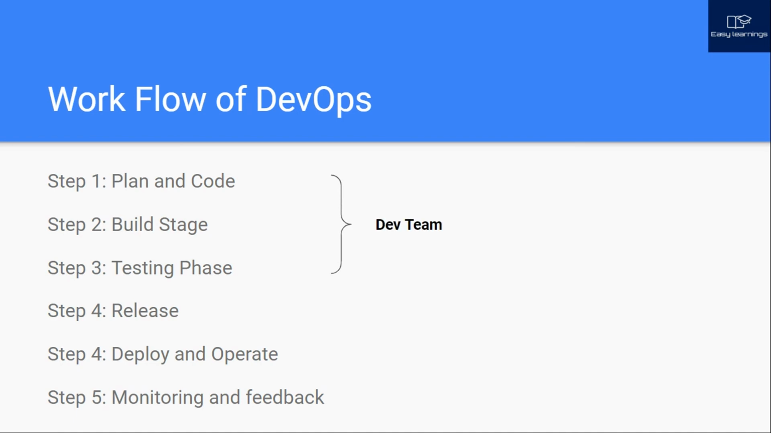Once the testing phase is done and the required changes are incorporated, it will be released. So this falls under the release stage. And the software is deployed on the client system. So this falls under the deploy and operate stage. And finally, the software is continuously monitored and any feedback is sent back to the planning stage. So this loop will ensure the product is up to date and providing maximum efficiency. So these three fall under the ops team.